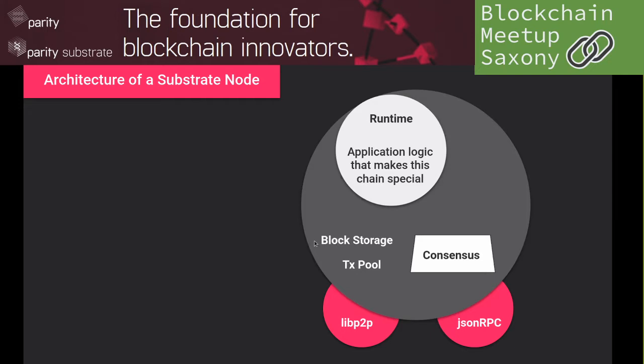And so there's a few that I just listed by name: block storage and transaction pool. Those are all interesting in their own right, but they're not the pieces we're going to focus on today with our demo. So today we're actually going to focus on these two pieces that I've shown bigger, and one is consensus and one is the runtime. I haven't really defined runtime yet, but I will now. The runtime is the application logic that makes your chain unique, or that makes your chain your chain.